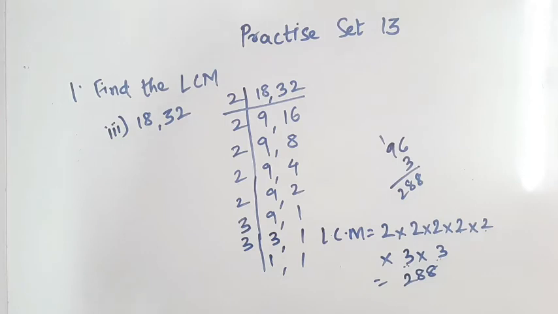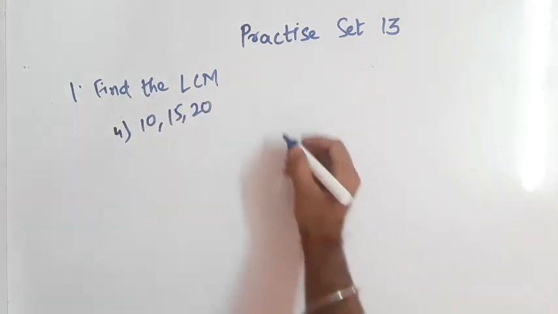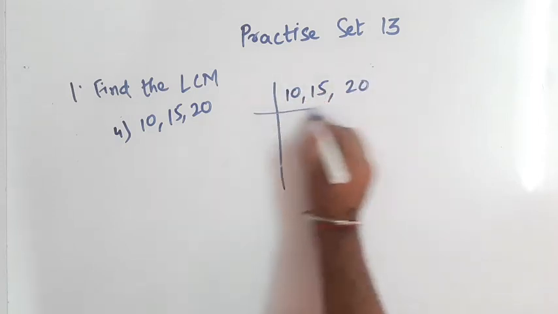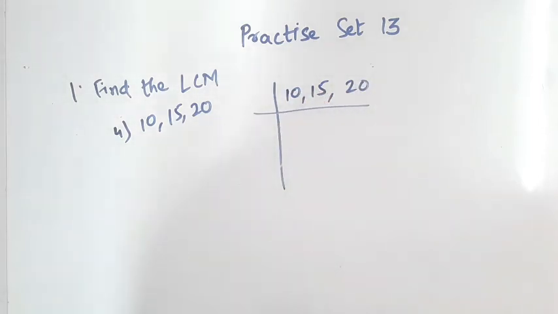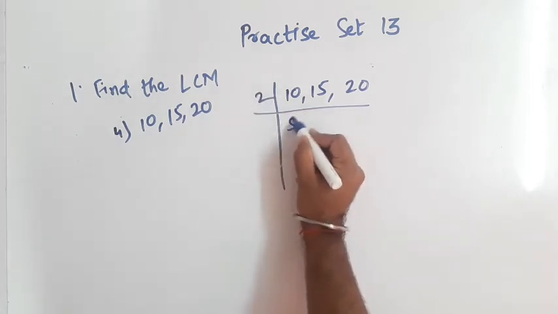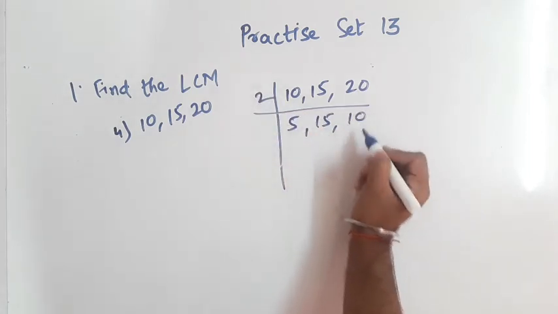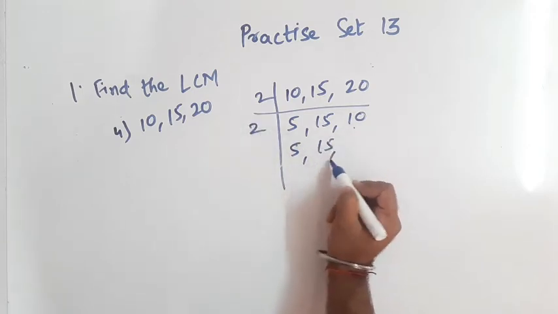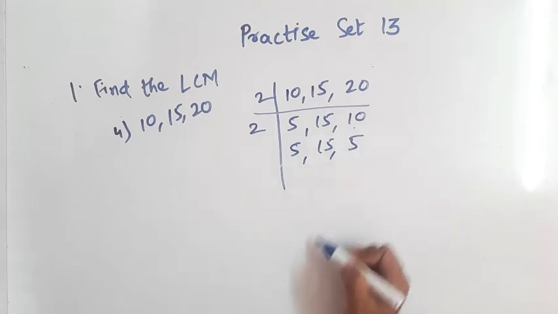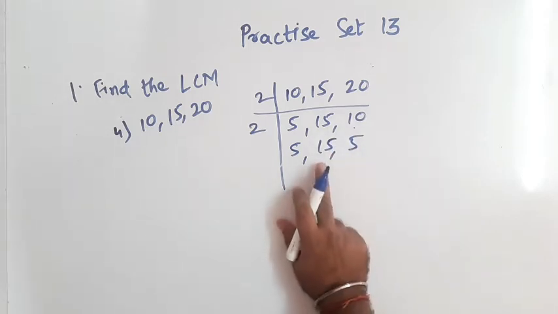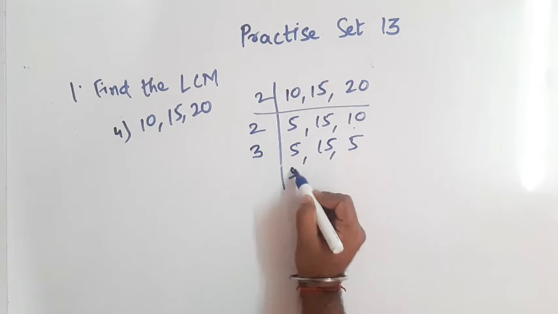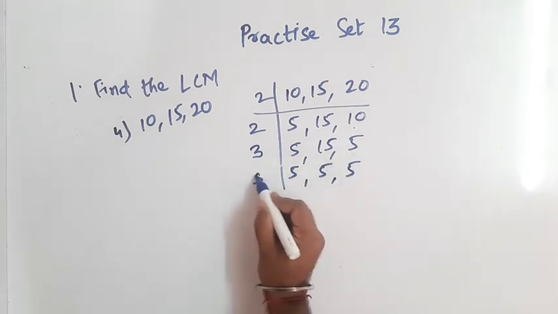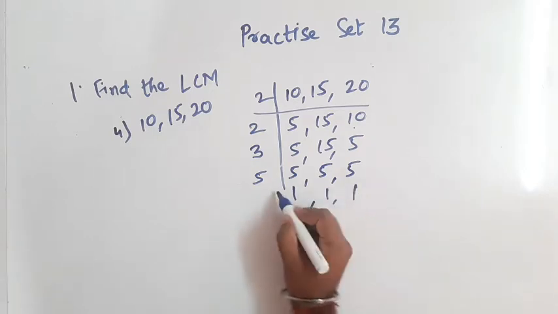Okay, next one: the LCM of 10, 15 and 20. We'll take the smallest prime number, 2. 2 fives are 10, 15 as it is, 2 tens are 20. Still I can take 2: 5 as it is, 15 as it is, 2 fives are 10. Now I'll take 3, because this number is divisible by 3. 5 as it is, 5 ones are 5, and 5 as it is. So here I'll take now 5: 1, 1, 1.